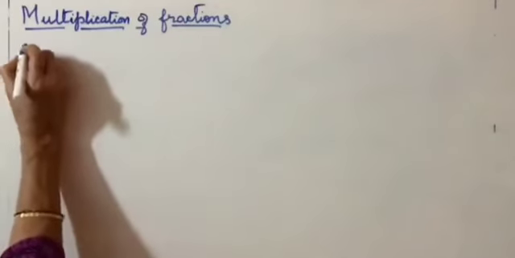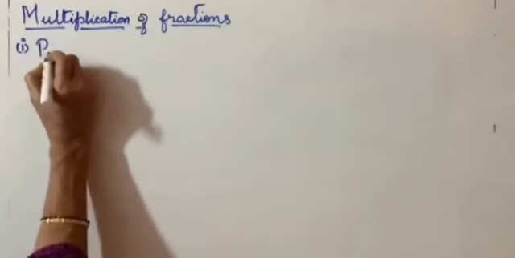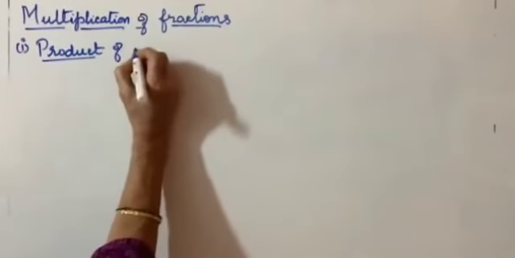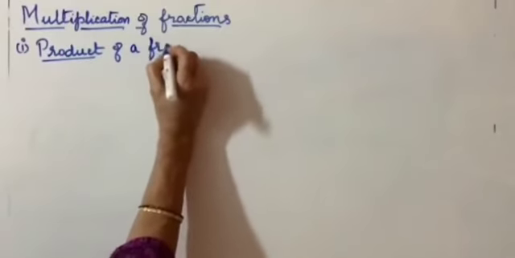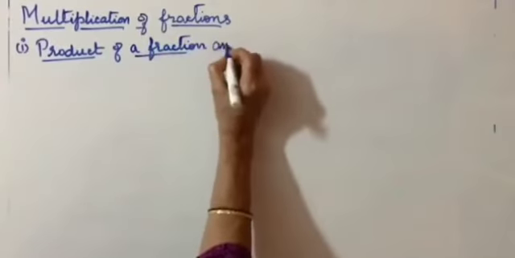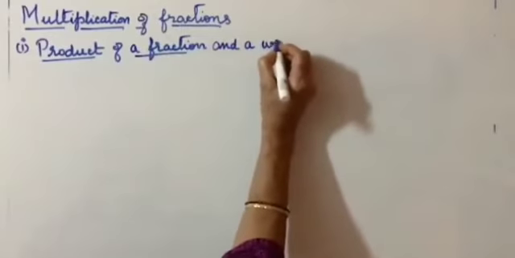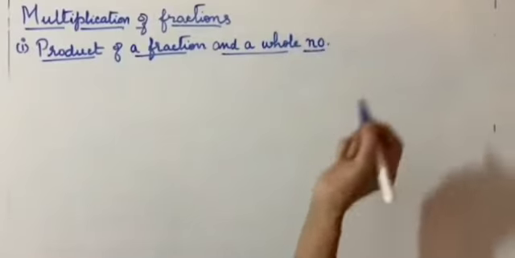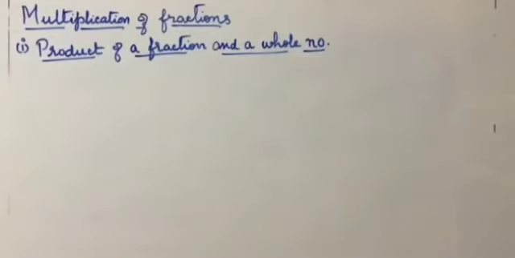The first one will be product of a fraction and a whole number. Okay. So whether it's product of fraction and whole number or whole number and fraction, both are same, because now we all know what commutative properties. Now let's see what it is all about. Okay. Now let me take an example.